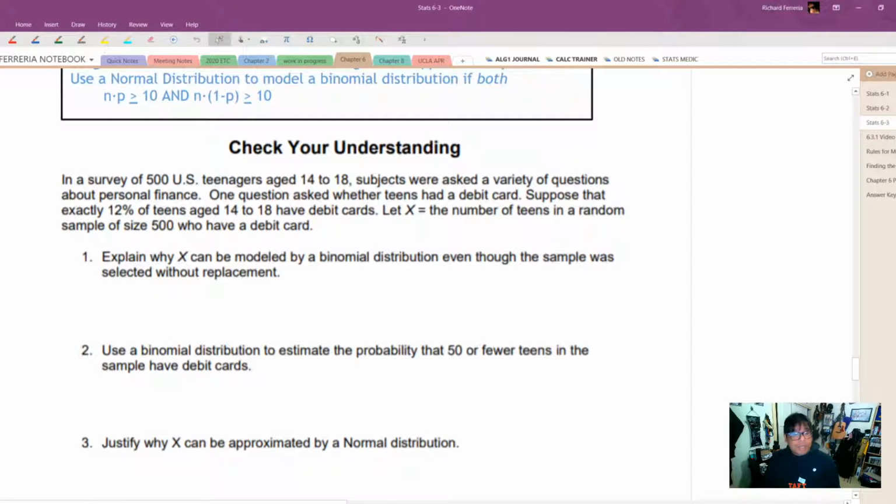Which brings us to checking our understanding. In a survey of 500 U.S. teenagers aged 14 to 18, the subjects were asked a variety of questions about personal finance. One question asked whether teens had a debit card. Let's say that exactly 12% of teens have a debit card, and let x be the number of teens in a random sample of 500 who have a debit card. So let's explain why x can be modeled by a binomial distribution.